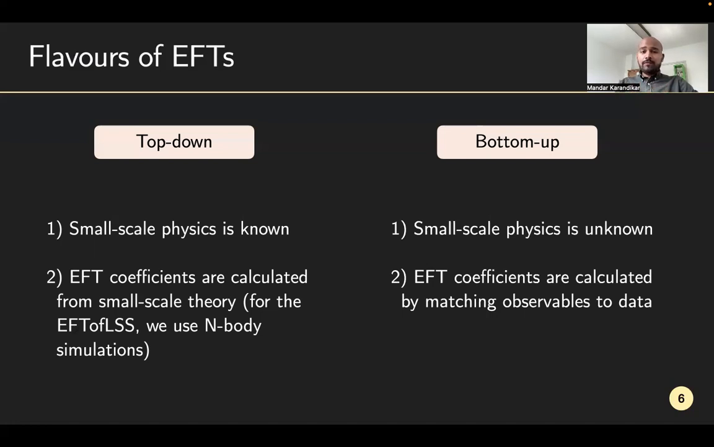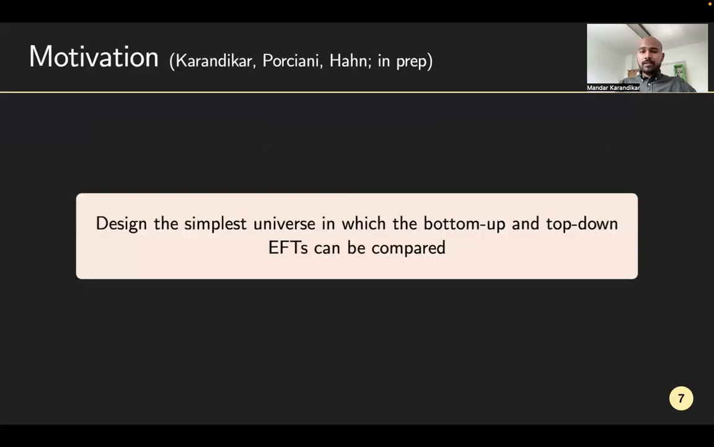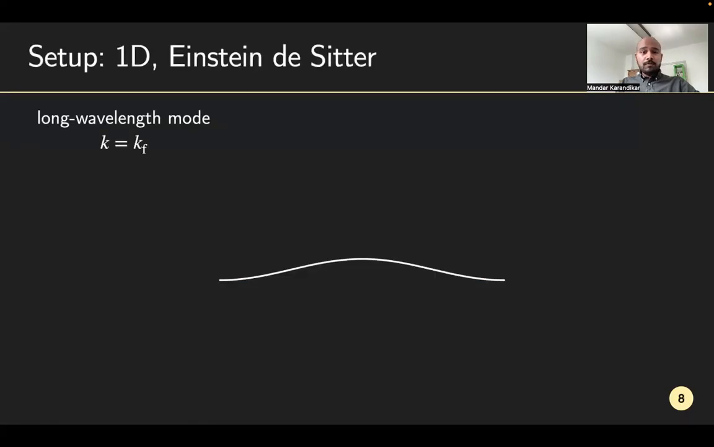And that is precisely the motivation of what we have done, which should be out in an upcoming paper. And the idea is simple: find a very, very simple universe, a toy model, in which these two approaches can be compared to each other. And this toy model comes in the form of an Einstein-de Sitter universe with plane parallel initial conditions, which means that it is effectively one-dimensional.